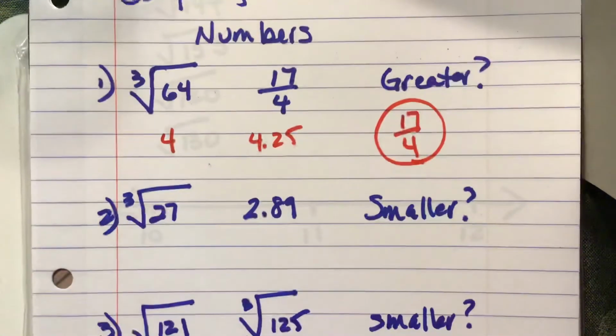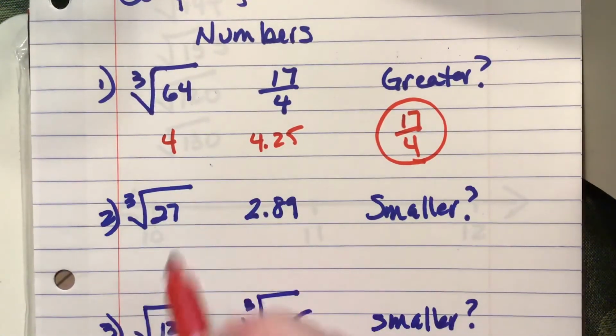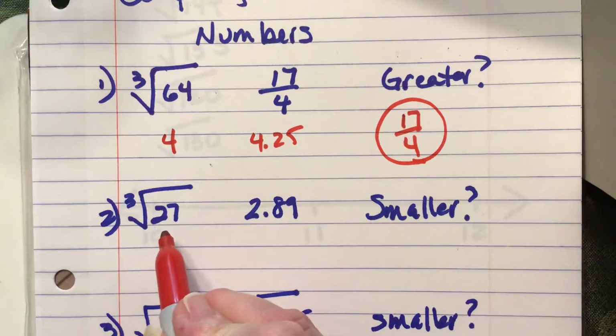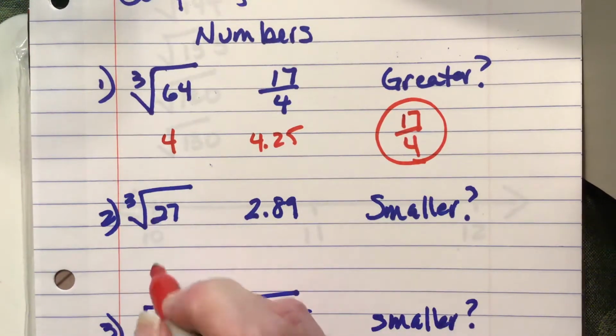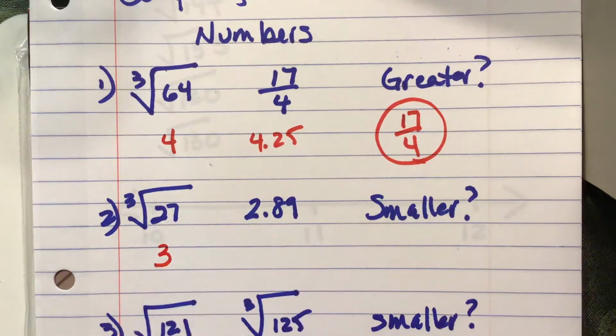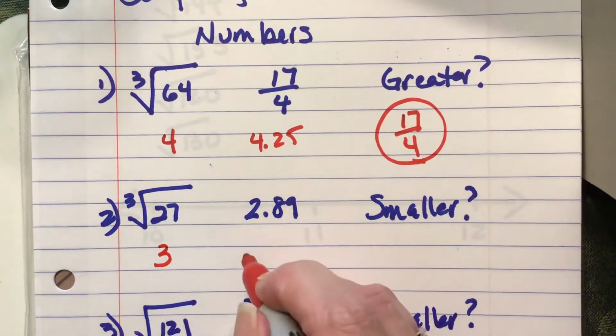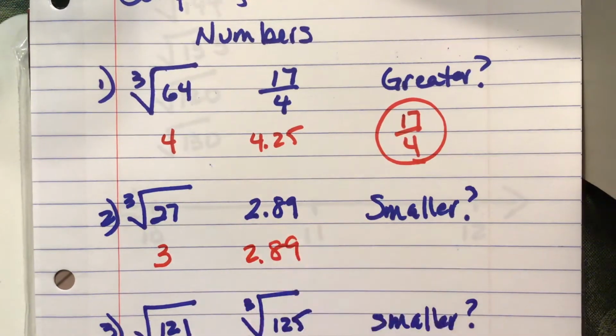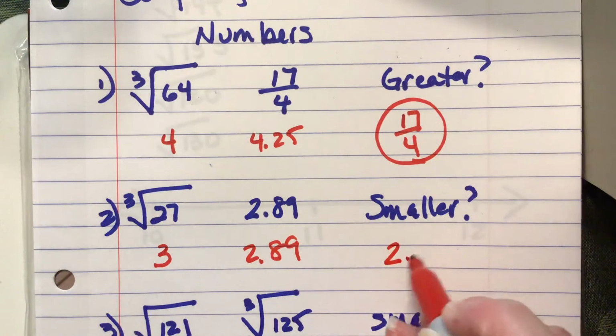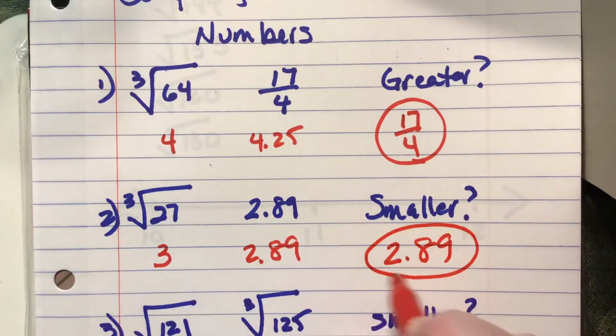Let's do another one. I have the cube root of 27. Well, 27 is 3 times 3 times 3, so the cube root of 27 would be 3. I have the number 2.89, so I don't need to do anything with that one. And I want to know which one is smaller. Well, that's easy to see at this point, 3 versus 2.89. The smaller one is 2.89.